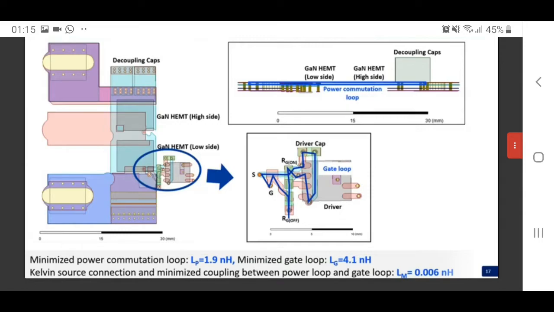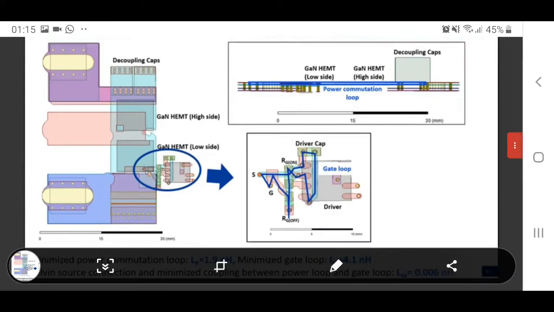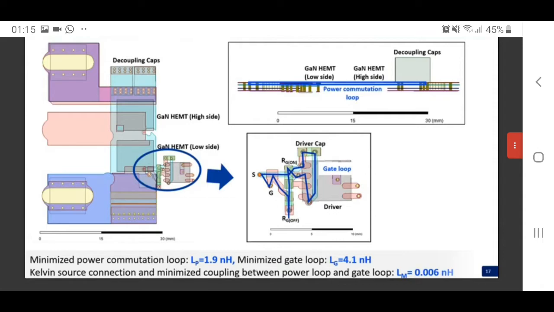Due to the magnetic flux cancellation design between the top layer and the second layer of the power commutation loop, the loop inductance is only 1.9 nanohenry. Please note that in order to measure the device current in this design, we insert a Rogowski coil into the power loop. So in practical design, the power loop inductance can be reduced to about 1 nanohenry.